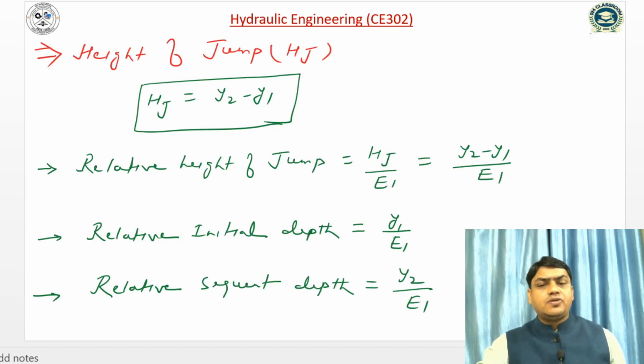Height of the jump. So height of the jump is the vertical distance between the end of the jump and toe of the jump. So it will be y2 minus y1. Similarly, relative height of the jump is the height of the jump divided by energy at the beginning of the jump. So it will be hj by e1, and hj can be written as y2 minus y1 divided by e1. Similarly, the relative initial depth. So relative initial depth is y1 divided by e1. Relative sequent depth means at the end of the jump the depth is y2 divided by e1.